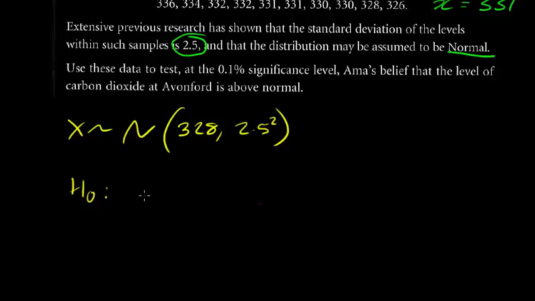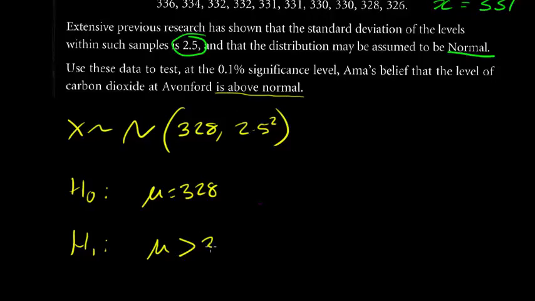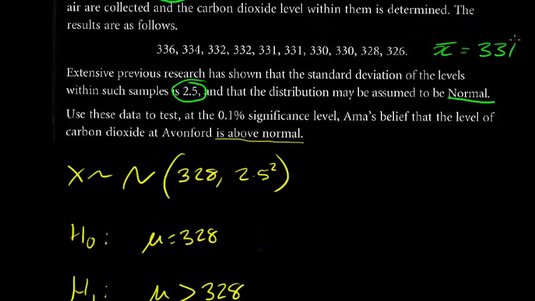Now my hypothesis is, initially the mean is 328. Always assume the mean is exactly what you expect it to be. Your alternative hypothesis is that, and the key word here, belief the level of carbon dioxide is above normal. So mu has to be greater than 328. And we're just trying to find out if this value, 331, matches that.